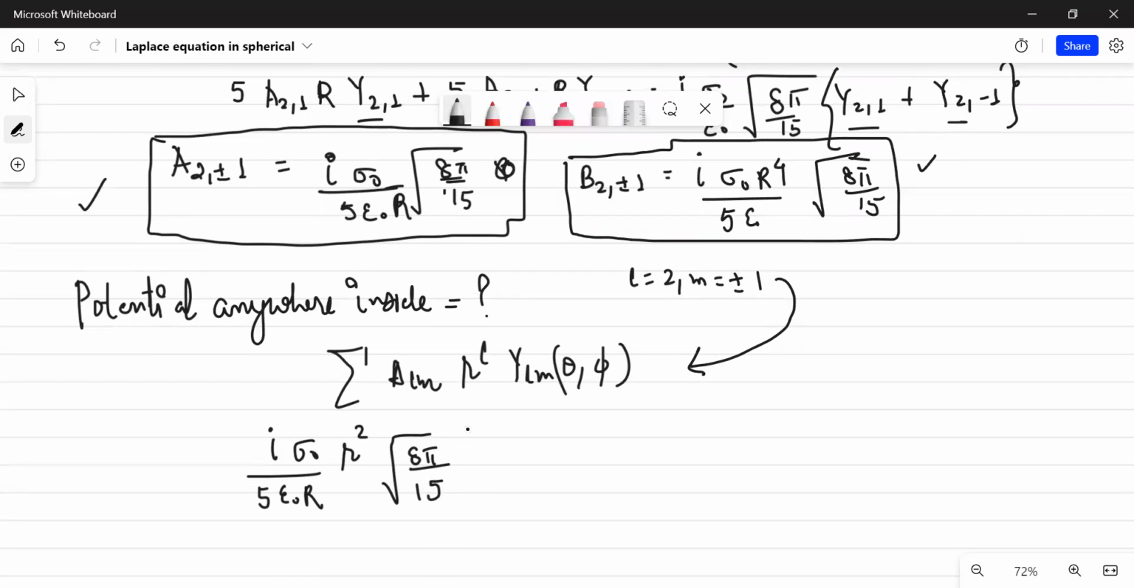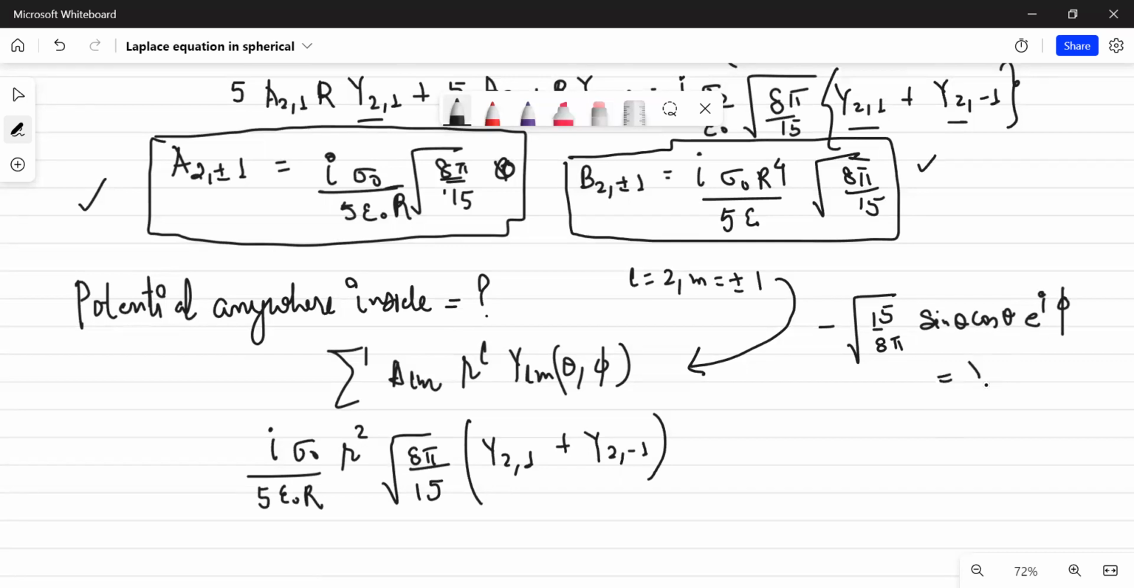And then there will be two terms like Y2 1 plus Y2 minus 1. Okay, Y2 1 plus Y2 minus 1. And you know what those terms are. Those are like root over 15 upon 8 pi, and this was minus, this was sine theta cos theta, and if I correctly remember, it was e to the power iota phi. This was Y2 1, and if I correctly remember, Y2 minus 1 is root over 15 upon 8 pi, and then I can simply write it as sine 2 theta divided by 2, e to the power minus iota phi. Is that clear?